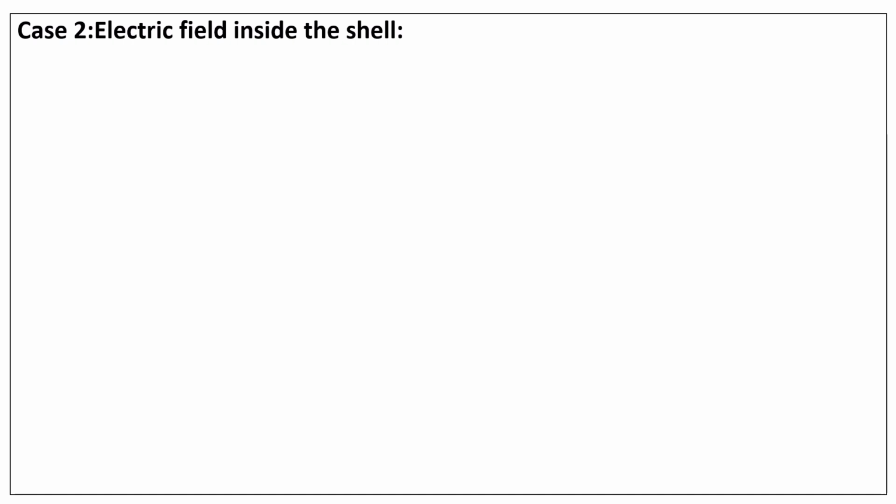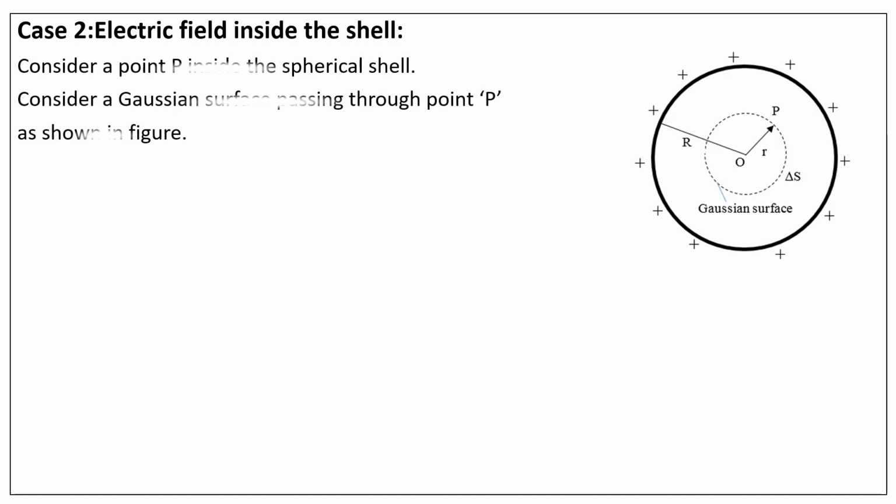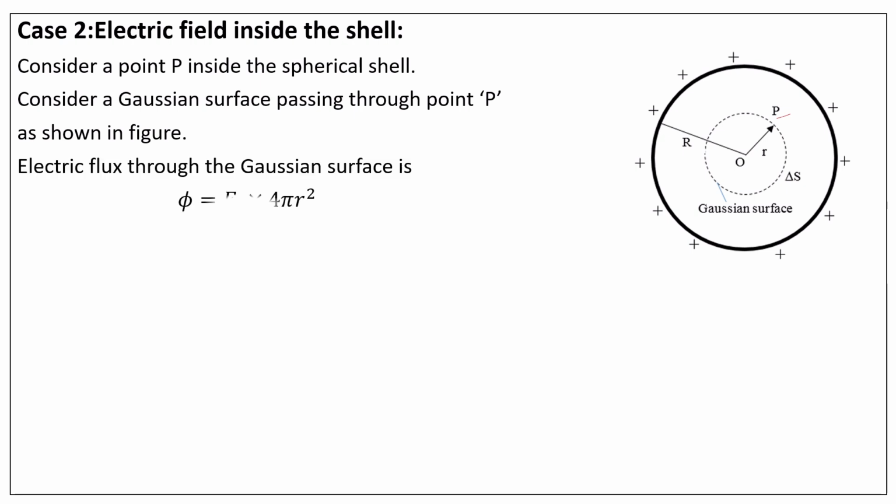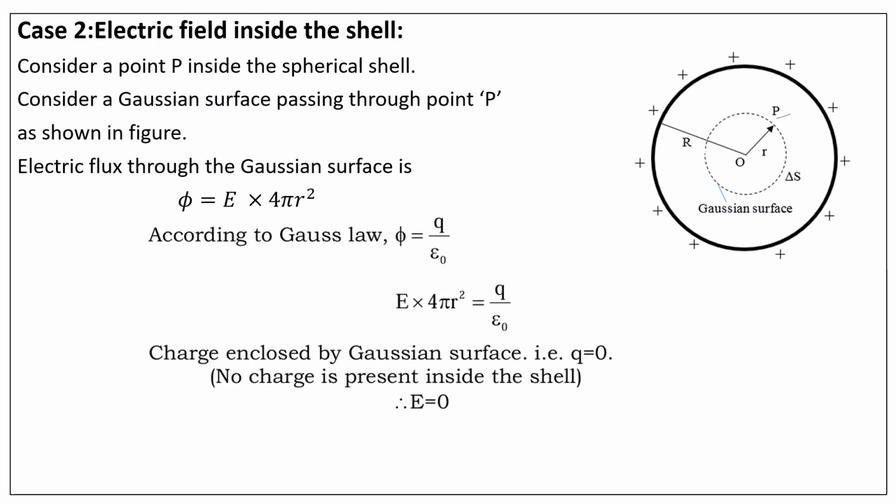Case 2. Electric field inside the shell. Consider a point P inside the spherical shell. Consider a Gaussian surface passing through point P as shown in figure. Electric flux through the Gaussian surface is phi is equal to E into 4 pi r square. Equation 1. According to Gauss law, phi is equal to Q by epsilon naught. Equation 2. From equation 1 and 2, E into 4 pi r square is equal to Q by epsilon naught.